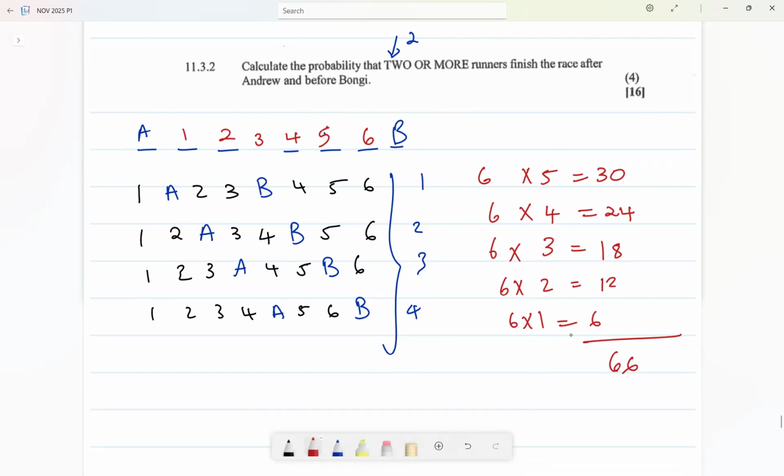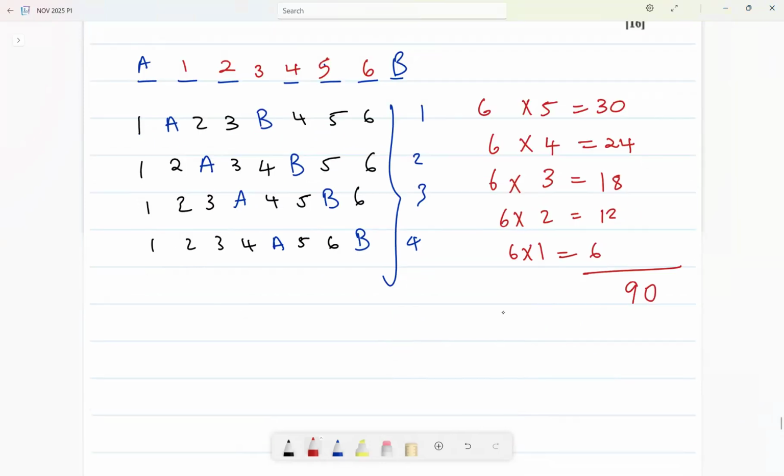Oh, I get 90 actually. 30 plus 24 plus 18 plus 12 plus 6 is 90. I don't know how I subtracted that. This is 90. So I have 90 possible ways if I look at it like that. I'm not sure, but I think, yeah, 90.